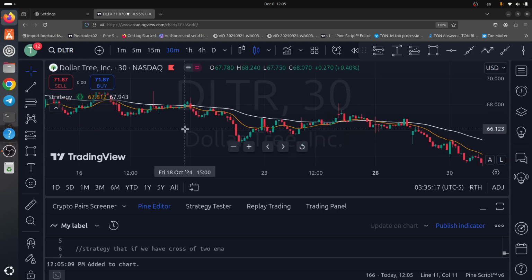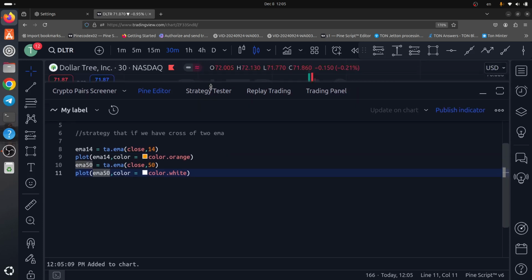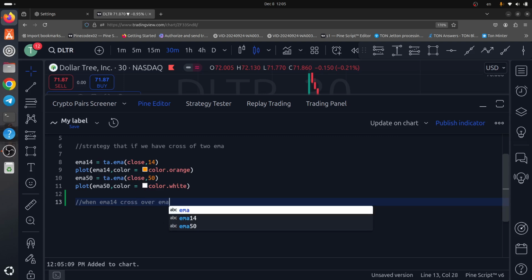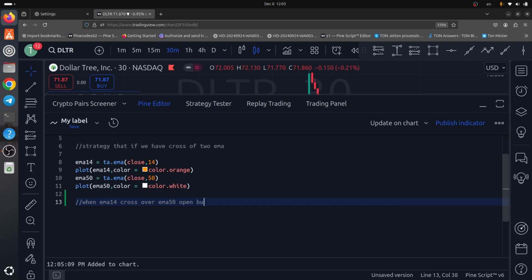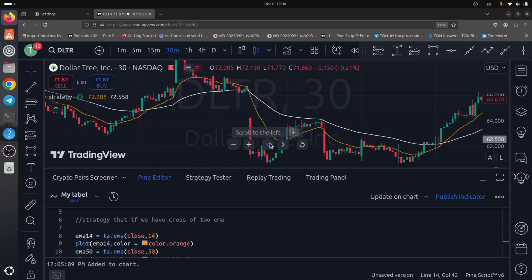And here, as you see, for example, we want a buy position. So when EMA 14 crosses over EMA 50, open a buy position. When EMA 14 crosses under EMA 50, open a sell position, open a short position, like this. Here, open a short position.